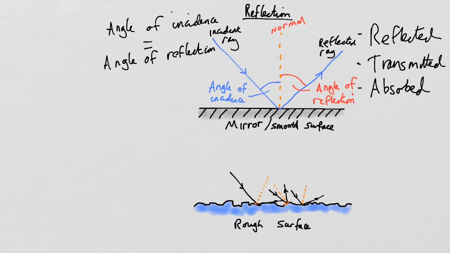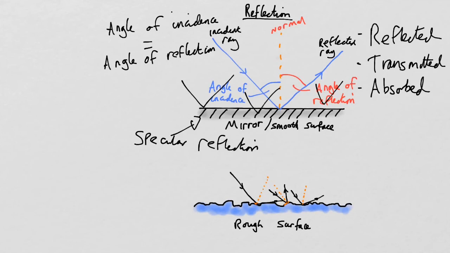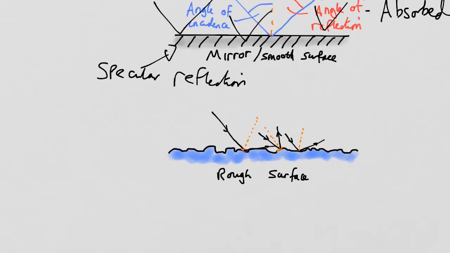Mirrors appear shiny because they do something called specular reflection. All of the rays are going to bounce back at the same angle. It doesn't matter where it goes, it's always going to bounce back at the same angle, so it's all going to be uniform. You're going to look at the mirror and you'll be able to see your reflection. It will appear shiny.